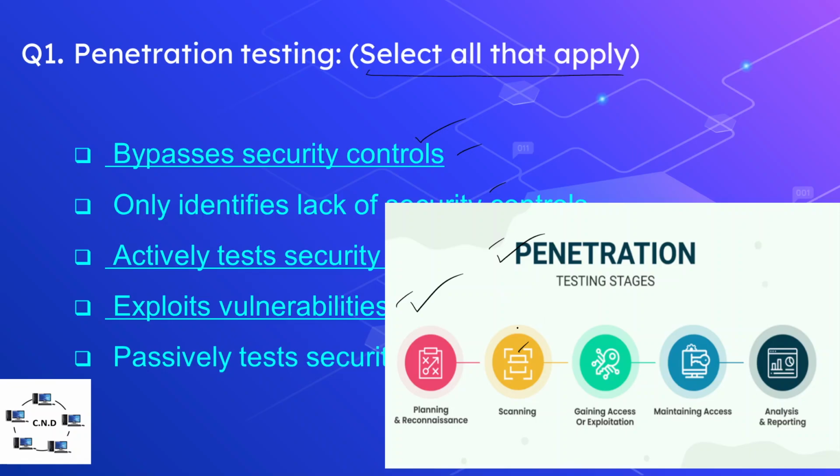This diagram shows the different stages of penetration testing. This includes initially the planning and reconnaissance, then scanning, then exploitation or gaining access, then maintaining access through backdoors, and at the last the analysis and reporting.